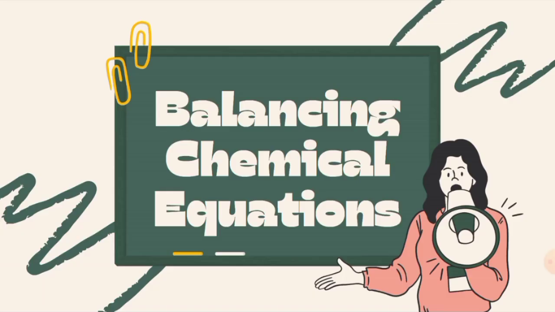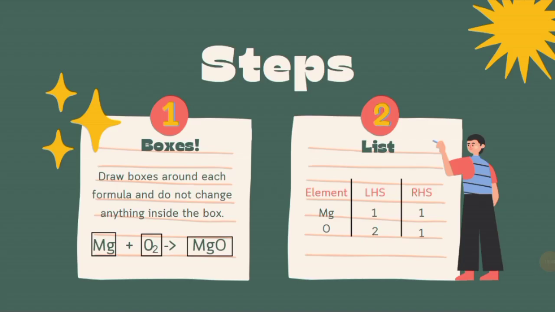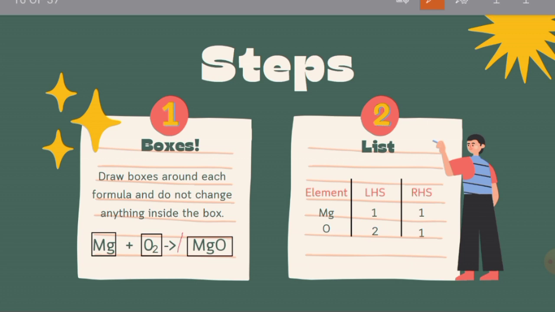Next, we have to learn balancing chemical equations. Let's learn this, it's very simple. There are steps to balance a chemical equation. First step is to draw boxes around each formula and do not change anything inside the box. While balancing a chemical equation, you are supposed to write only in this area. You are not supposed to change anything here or here. If you change that, it is going to be wrong. I hope it is clear.